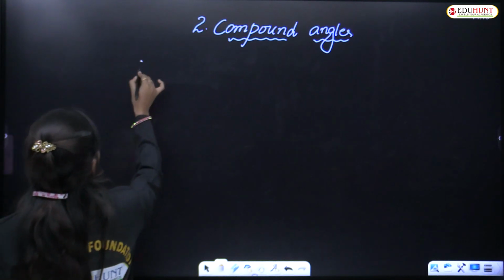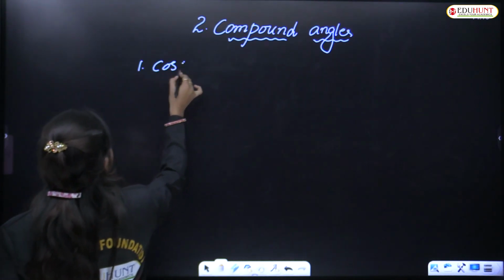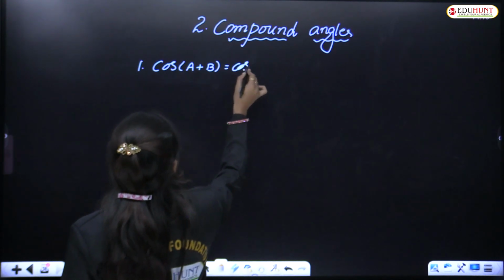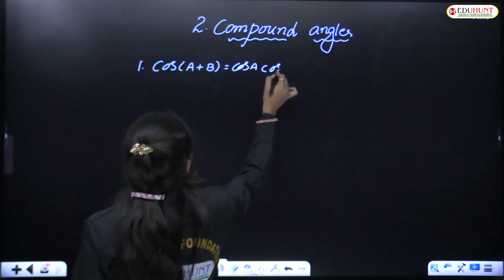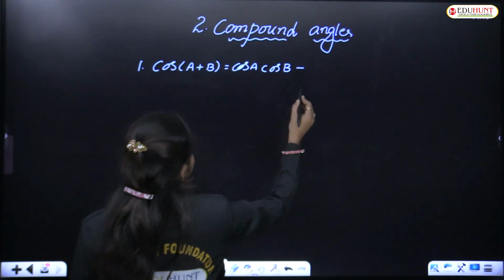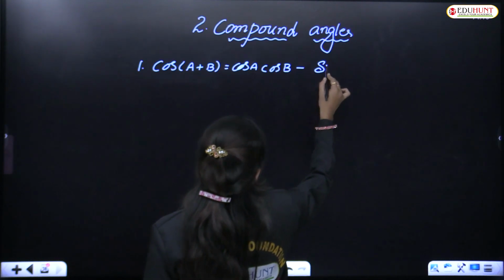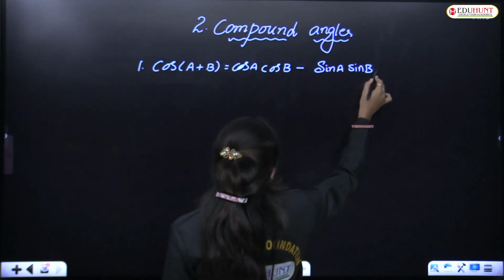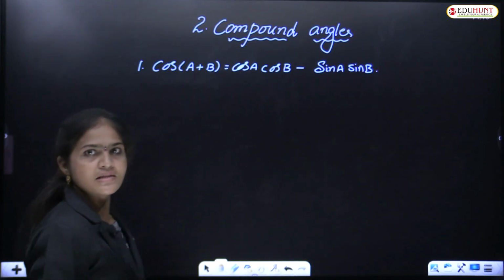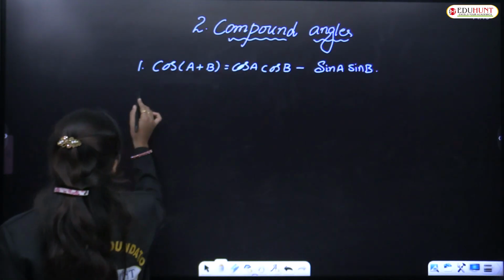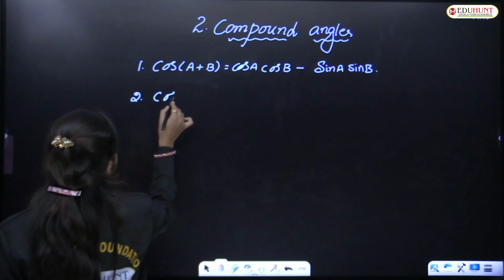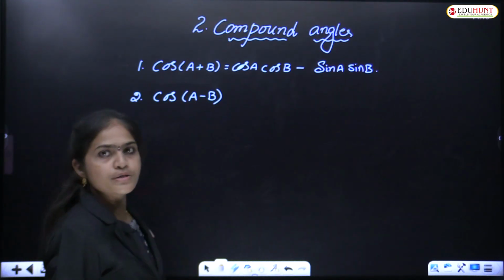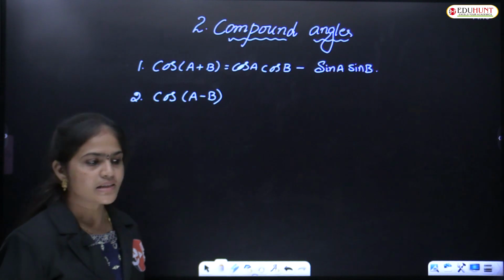So the first formula we discussed is cos of a plus b is equal to cos a cos b minus sin a sin b. Okay, this formula we discussed, right? So after this one, by using this formula, find the cos of a minus b formula. What is that? Cos of a minus b formula. Okay, let us see that.